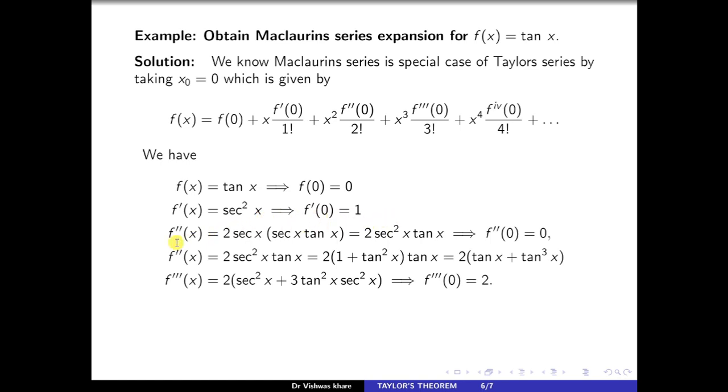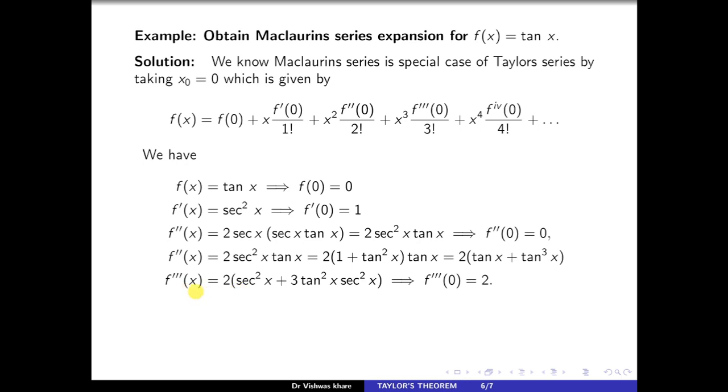Now finding the second derivative, the derivative of sec square x is 2 sec x and the derivative of sec x is sec x tan x. So this ultimately gives 2 sec square x into tan x. So this implies f''(0) is 0 because tan 0 is 0. Now this f''(x) can be written as 2 sec square x tan x, which is written as 2 times, sec square x written as 1 plus tan square x, into tan x. So this becomes 2 tan x plus 2 tan cube x.